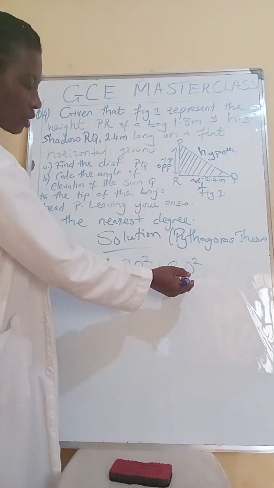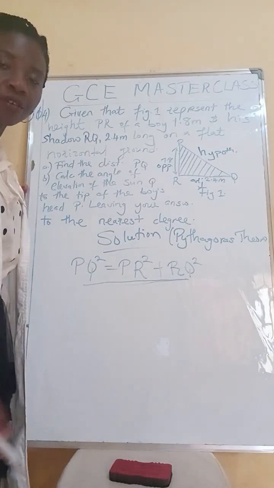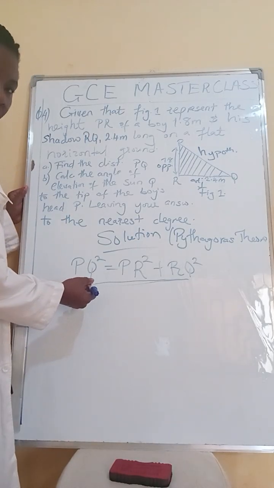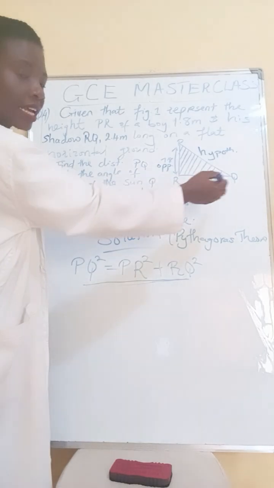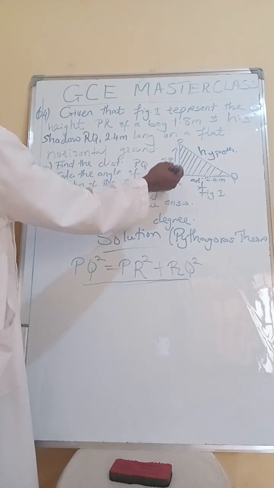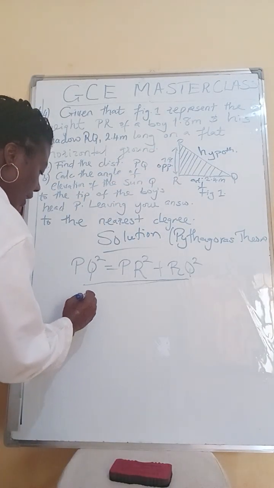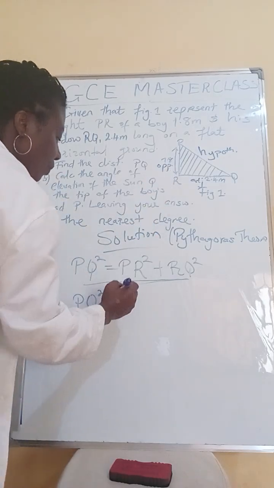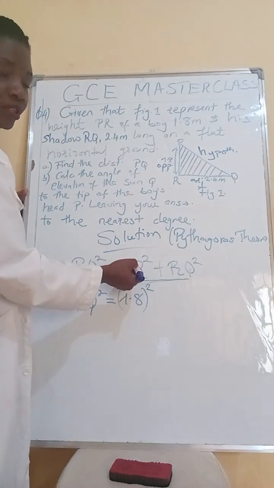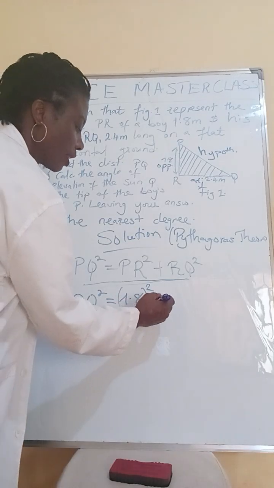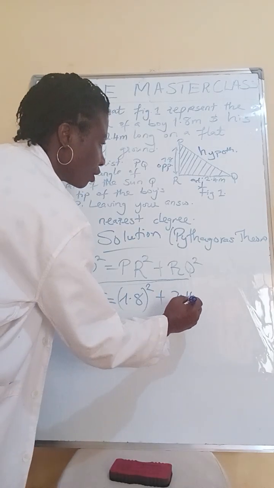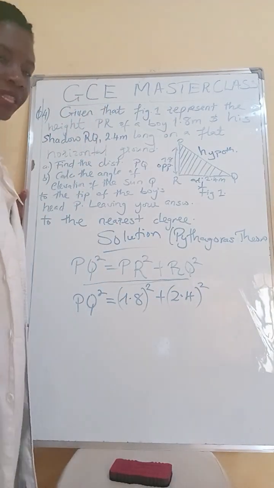Okay, PQ here, once you have cited the Pythagoras theorem formula, it's easier for you to solve PQ because PQ here is the longest length, okay? So we say PR is what? PR is giving us 1.8 meters. So we say PQ squared equal to the PR, which is 1.8 meter, all squared. We squared it because the Pythagoras theorem has squared. Plus RQ here is what? The adjacent, which is the shadow of the boy, which is 2.4 meters.